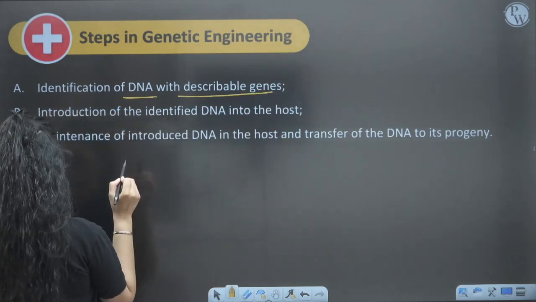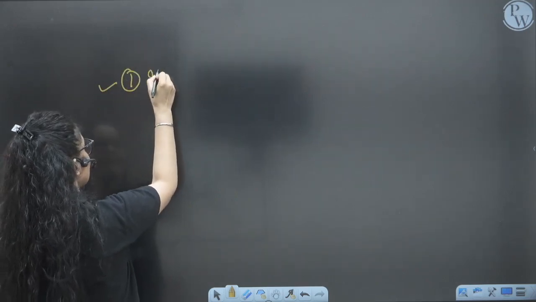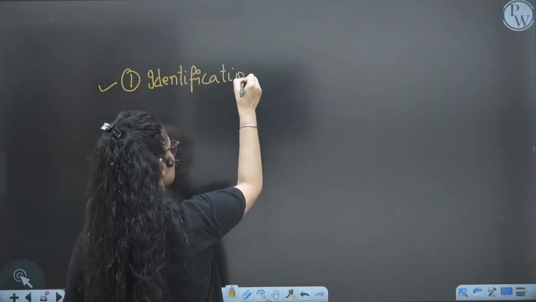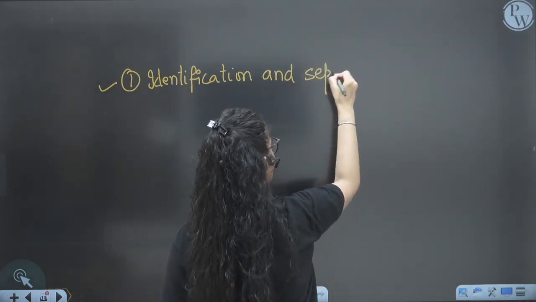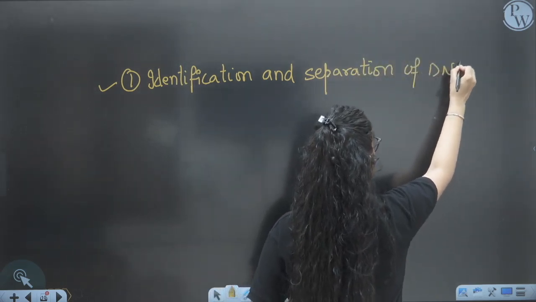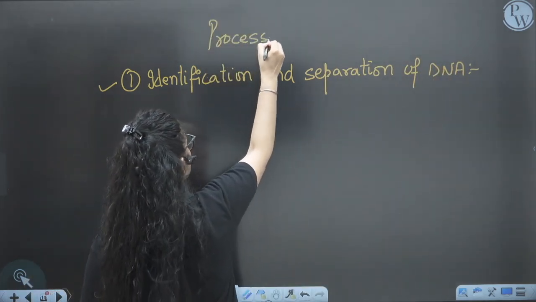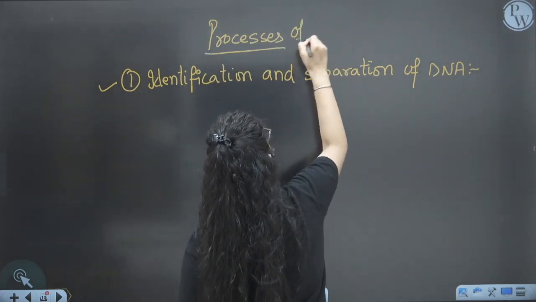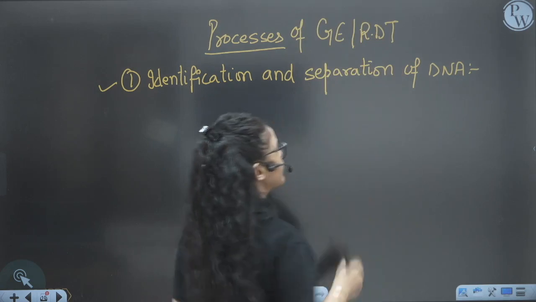And then what we have to do, let me just take a page. So first step will be identification of a gene. Identification and separation, right? Separation of DNA from the organism. Identification and separation of DNA. This is our first step. Second, these are the part of the processes of recombinant DNA technology or genetic engineering. So processes of genetic engineering, or we also called it recombinant DNA technology, RDT.